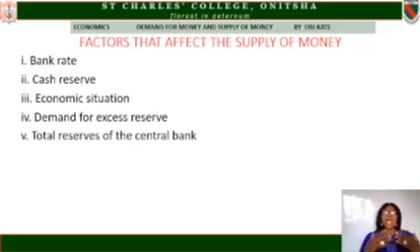Then, what are the factors that affect the supply of money? 1, we have bank rate. 2, cash reserve. 3, economic situation. 4, demand for excess reserve. And 5, total reserves of central bank.